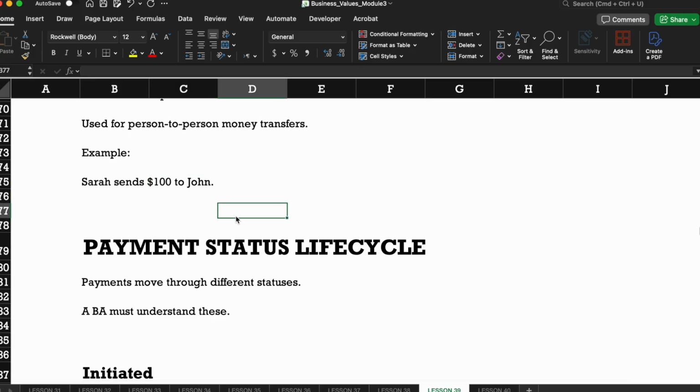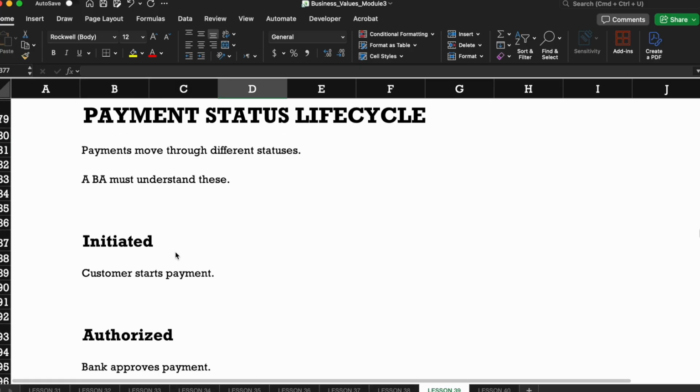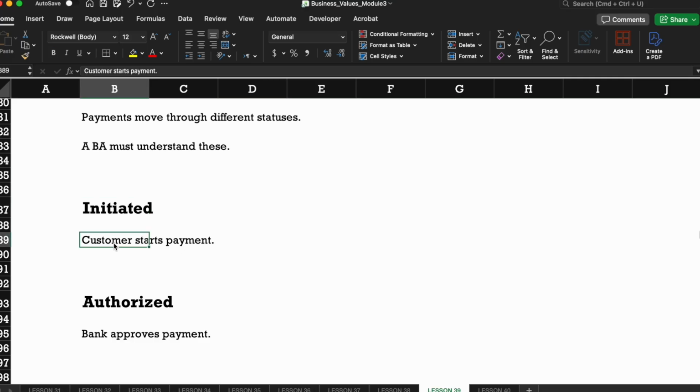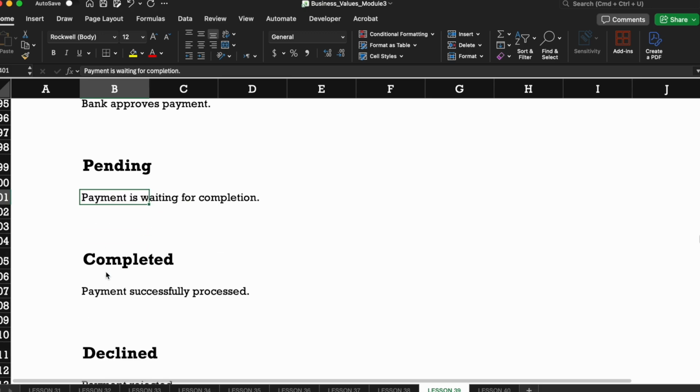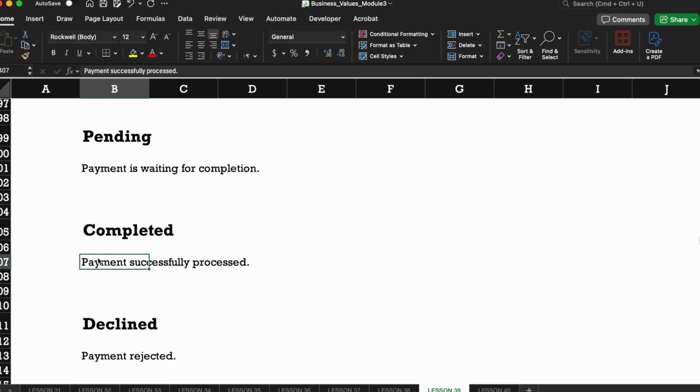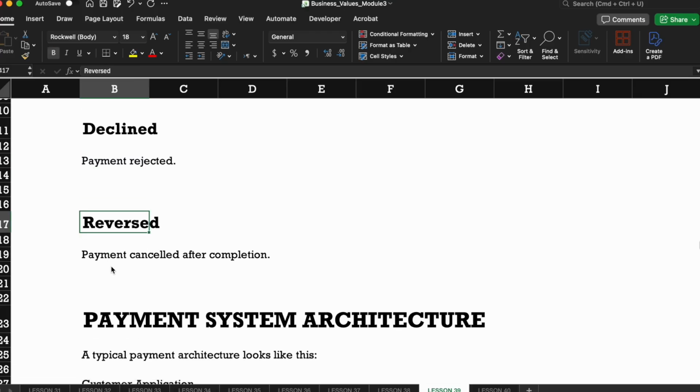Payment status life cycle. A payment moves through different statuses, and BAs must understand this. Initiated: customer starts the payment. Authorized: bank approves the payment. Pending: payment is waiting for completion. Completed: payment successfully processed. Declined: payment rejected. Reversed: payment cancelled after completion.